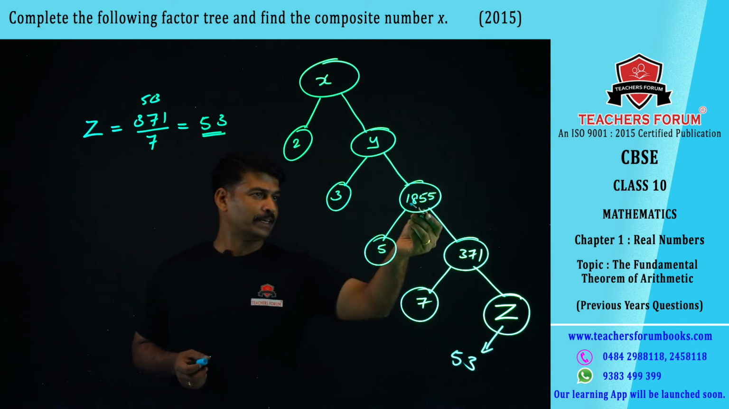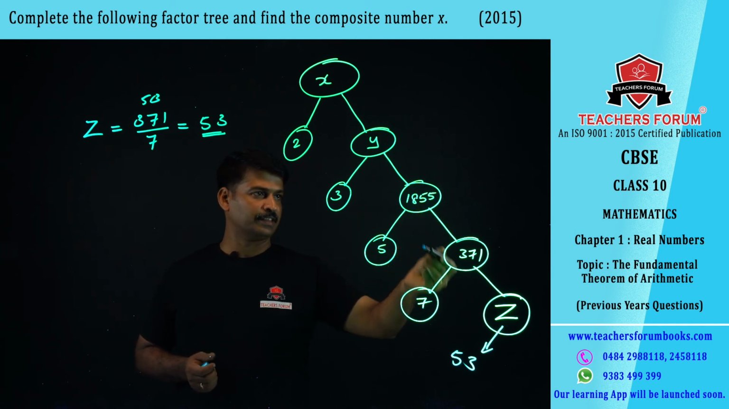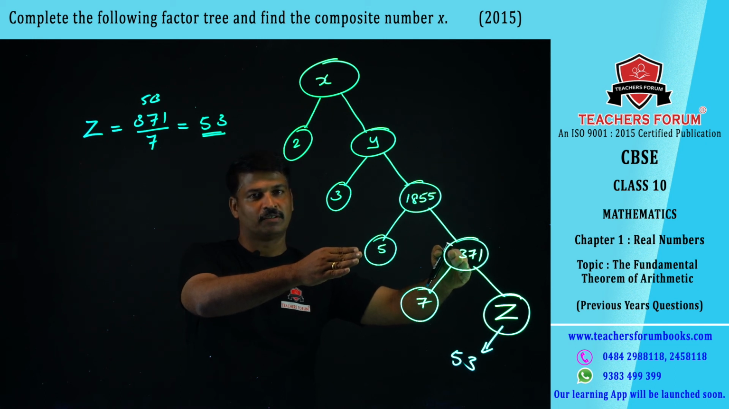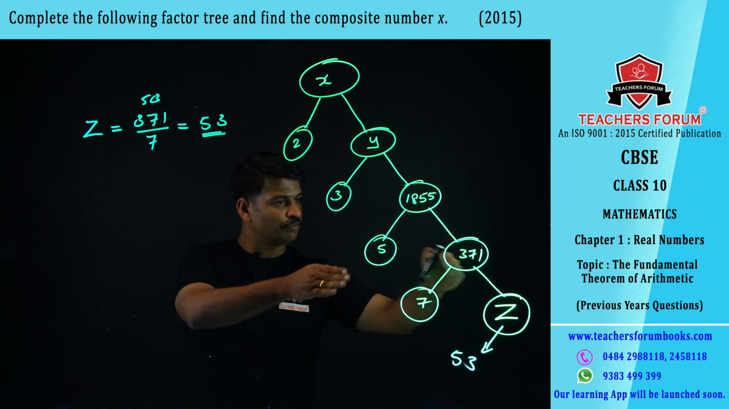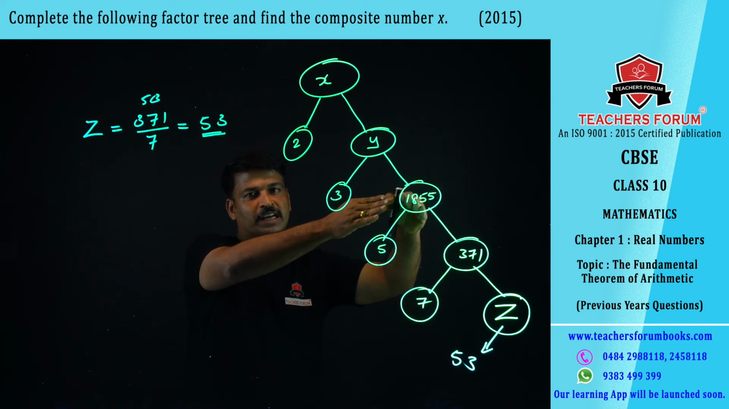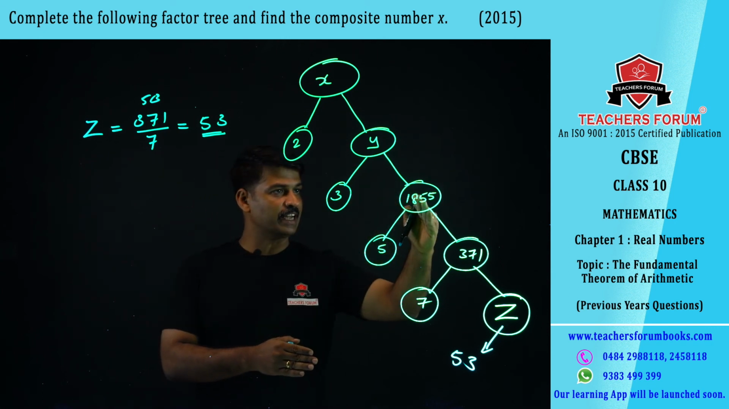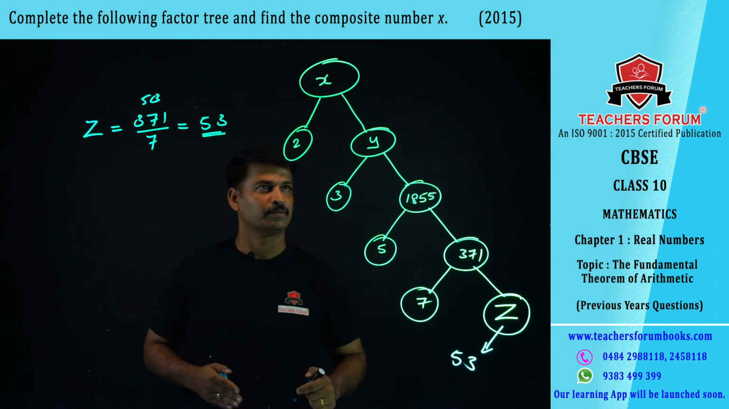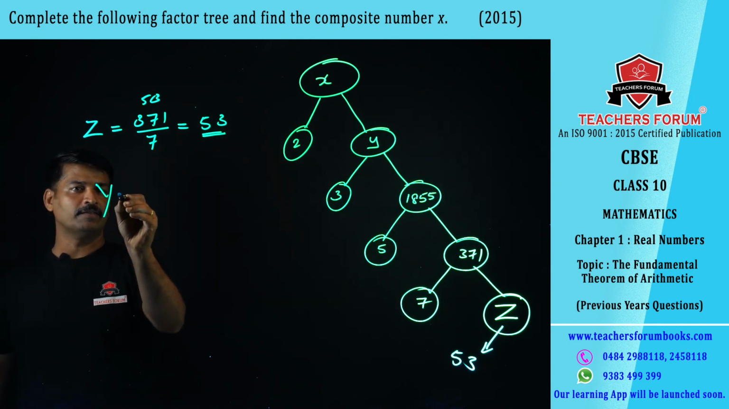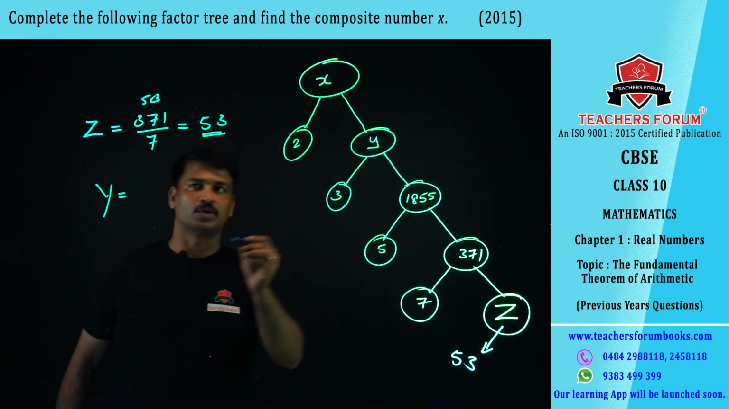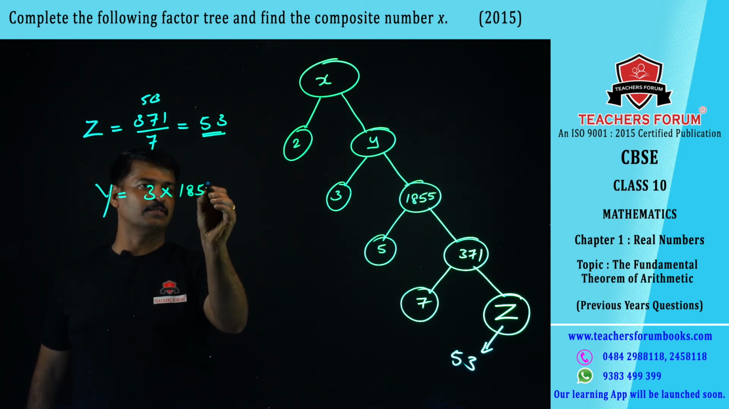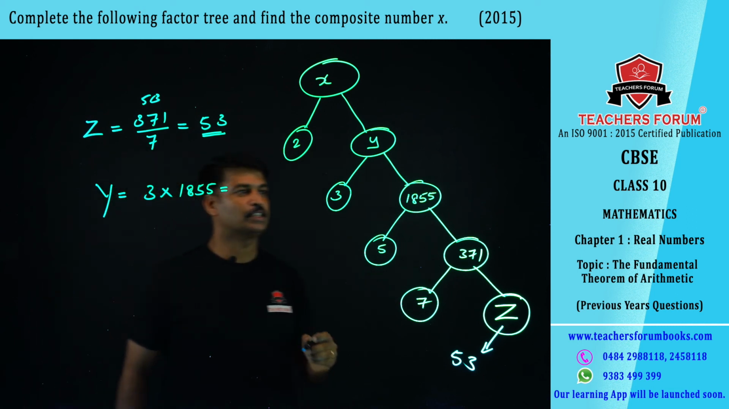Now what is 1855? It is factorized as 5 into 371. Okay, so 371 into 5 will give you 1855. 1855 into 3 will give you y. So the value of y will be equal to y is equal to 3 into 1855. Let us find out what is that.